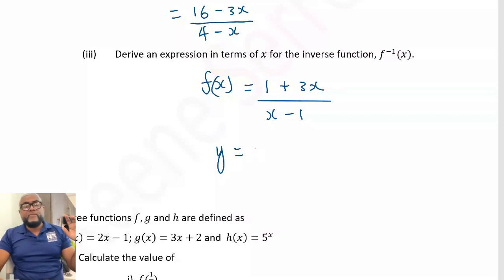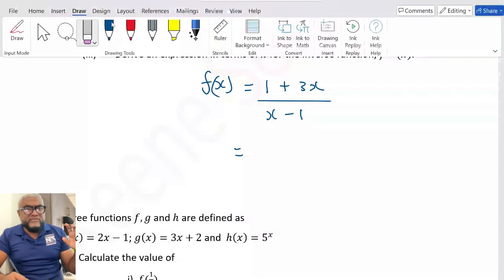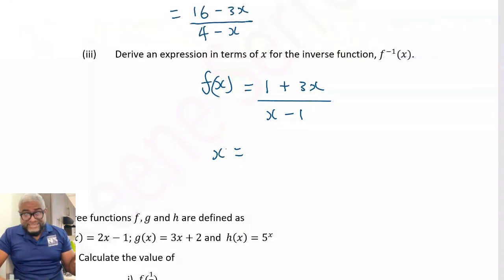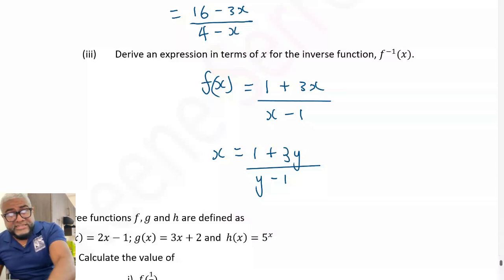So let me go. We replace f of x with y. Replace f of x with y, and then you're going to replace your x with y. And it's 2 x's, so we have to replace the 2 x's with y. Everybody good here? Yes, sir. That's step 1. Raise your hand if you had this as step 1.